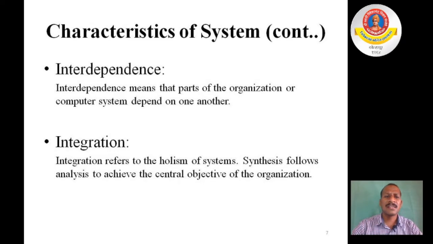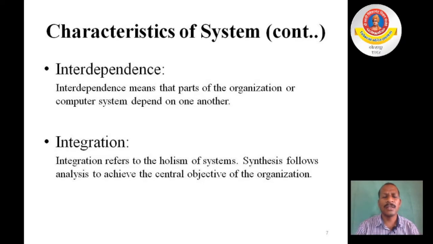The next characteristic is interdependence. Interdependence means that one part of the organization or computer system depends on another. One component of the computer system depends on another component. If we look, RAM is dependent on the processor, and the processor is dependent on the microcontroller. So everyone is dependent on everyone; that interdependence is again a characteristic of the system. The next characteristic is integration. Integration refers to the holism of the system. Synthesis follows analysis to achieve the central objective of the organization.